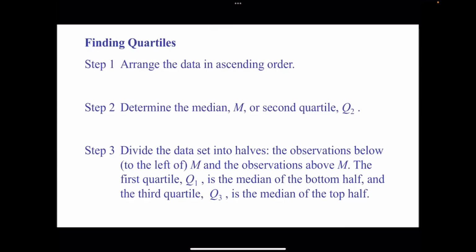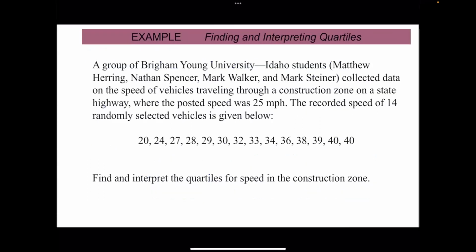All right, so let's actually do this. I already arranged these in order from smallest to largest because we know how bad I am at doing that. So what this is: somebody collected the speed of vehicles traveling through a construction zone on a state highway. The posted speed is 25. And so here are 14 randomly selected vehicles. And notice how they're almost all above 25. So we're going to find our quartiles.